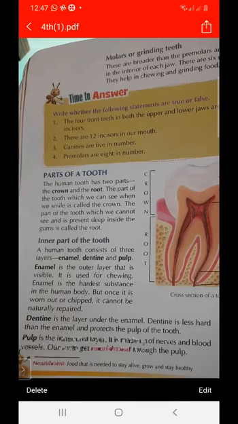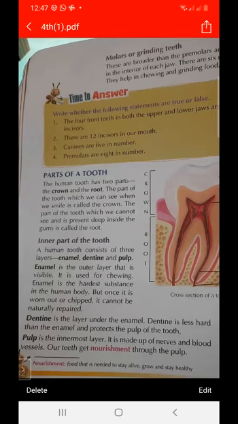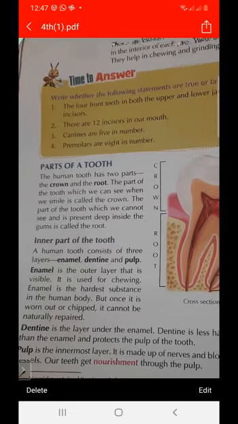The part of the tooth which we see is called the crown, and the part of the tooth which we cannot see is called the root. So the human tooth has two parts, crown and root. The part we can see is the crown, and the part which is internal is called the root.